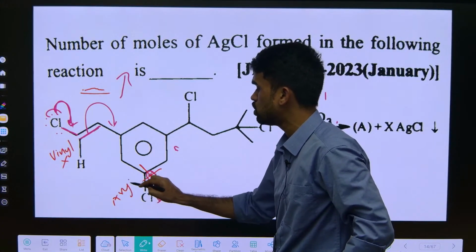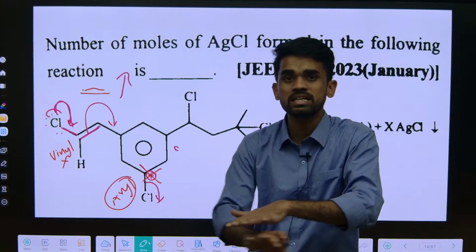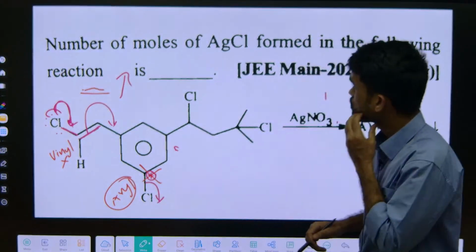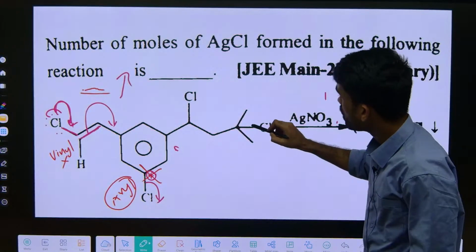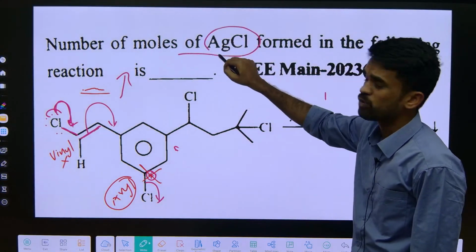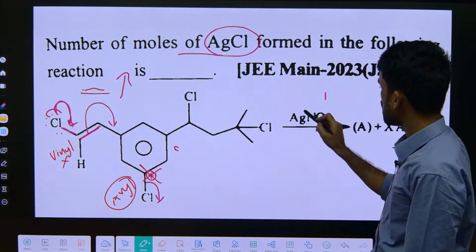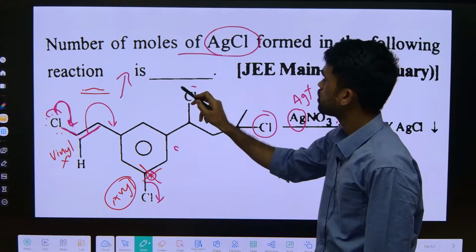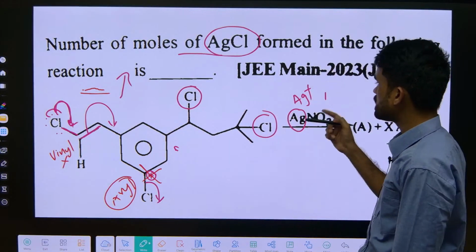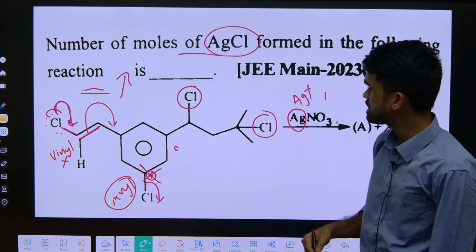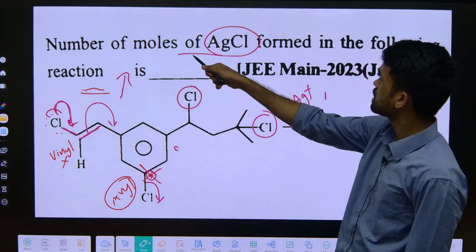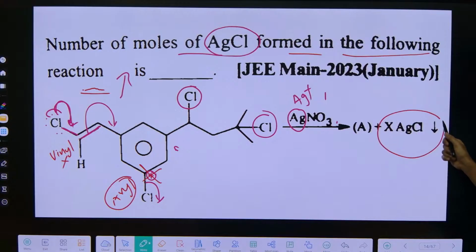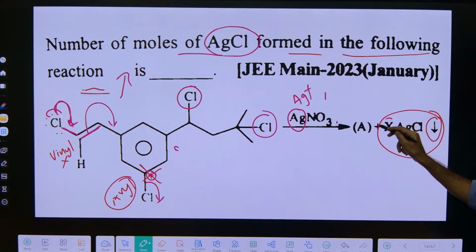Just now I told you vinyl halides and aryl halides do not participate in SN type reactions, right? Now look here: they are asking the number of moles of AgCl formed. How will it be considered? We have AgNO3, meaning from here we get Ag plus ion, and from here a chloride ion. Together they form AgCl, a white precipitate, right? They mention X AgCl precipitates. So what is the value of X?